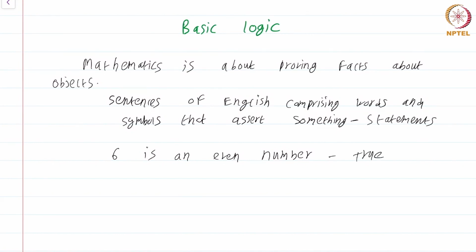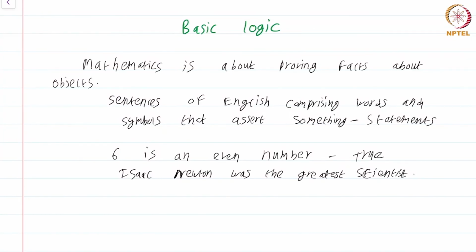Now consider another statement. Isaac Newton was the greatest scientist. This is a sentence that certainly asserts something, but what it asserts is not really about a mathematical object, unless somebody comes along and defines what Isaac Newton and greatest mean mathematically. It is not clear whether this is true or false. So mathematics is not concerned with such statements. Mathematics is about mathematical objects.